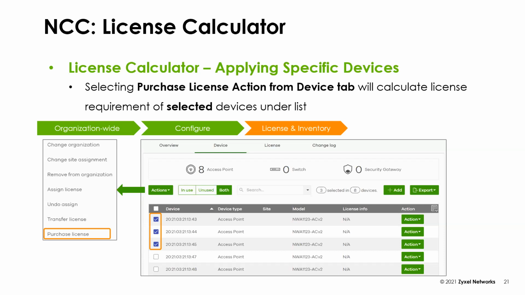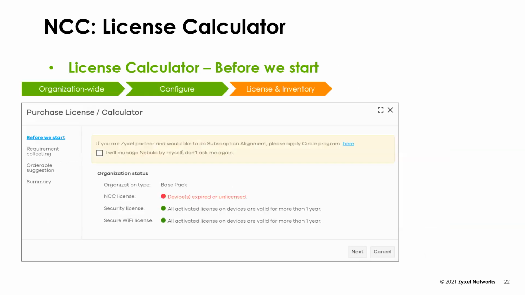So you will choose the devices you want to upgrade the licenses on, and then it'll take you over to our license calculator view. Now, if you are one of our partners, you have the ability here to click over and join our Circle program if you are not already a member. Otherwise, you continue through using the Marketplace feature.